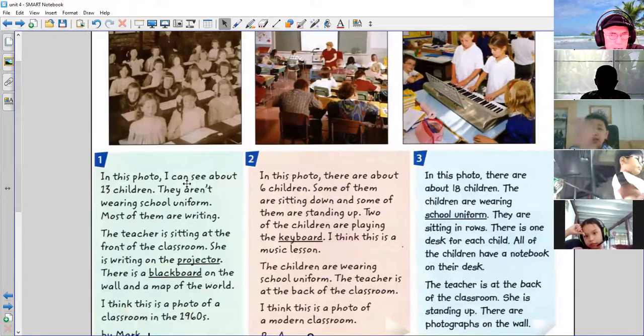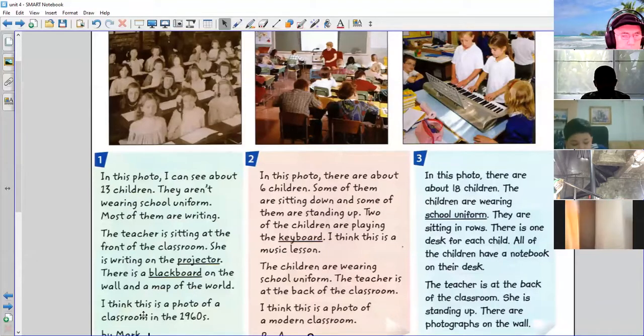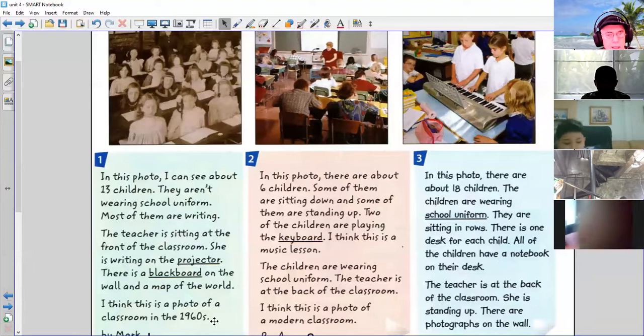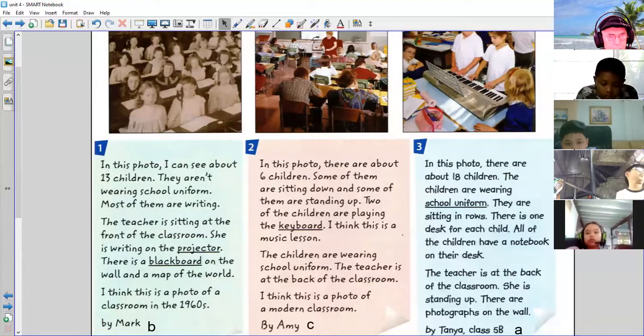In this photo, I can see about 13 children. They aren't wearing school uniform. Most of them are writing. The teacher is sitting at the front of the classroom. She's writing on the projector. There is a blackboard on the wall and a map of the world. I think this is a photo of a classroom in the 1960s. And that is by Mark, and that's picture B.